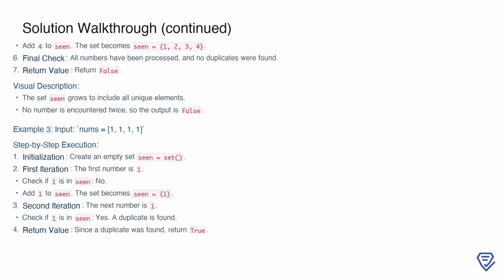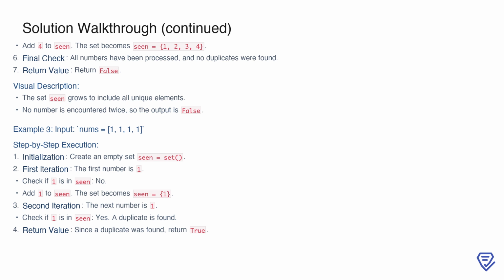After processing all the numbers in the list 1, 2, 3, 4, the seen set contains all the unique elements from the input. Since no number is encountered more than once, there are no duplicates. The function performs a final check and confirms that no duplicates were found, so it returns false.